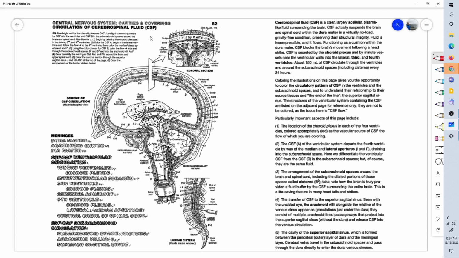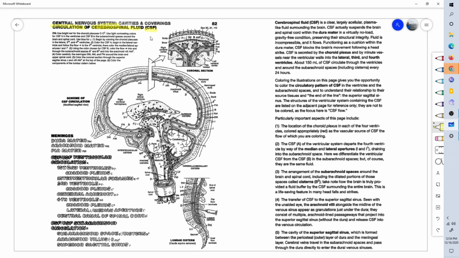And today we are going to talk about the circulation of cerebrospinal fluid. We briefly mentioned cerebrospinal fluid in previous lessons, and now we'll talk more specifically about how it circulates throughout the nervous system.